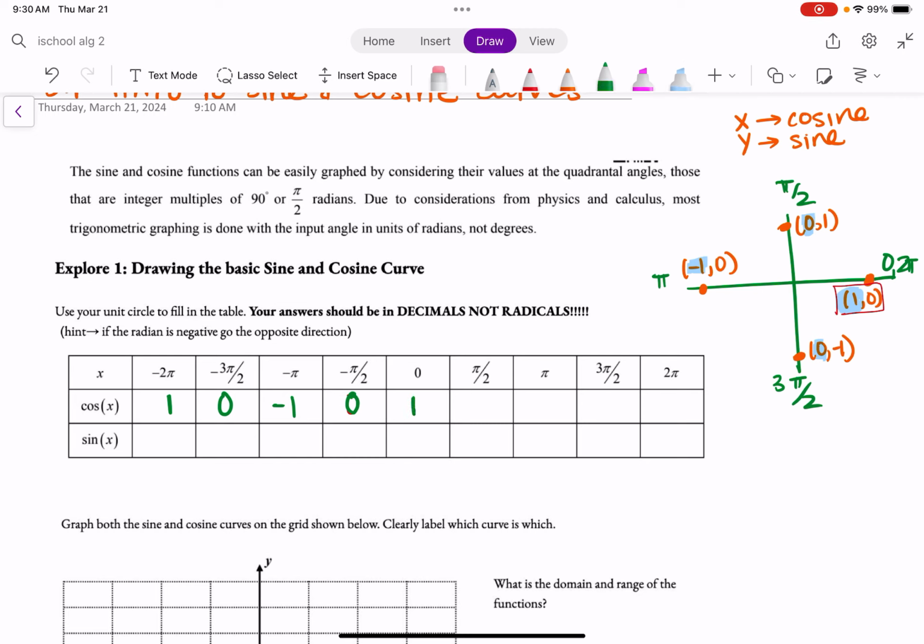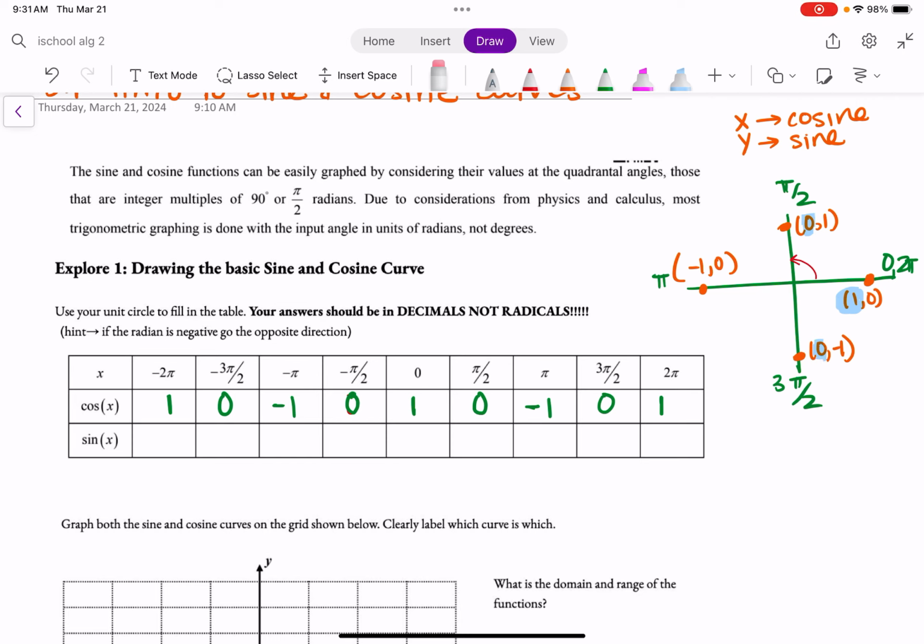And then the cosine of pi over 2, now again, it's positive, so I'm going this way. So cosine of pi over 2 is just 0. Cosine of pi is just -1. Cosine of 3 pi over 2 is 0. And the cosine of 2 pi is 1. Okay? Now we're going to do the same thing, but we're going to focus on sine. So we're going to focus on the y values now, okay?